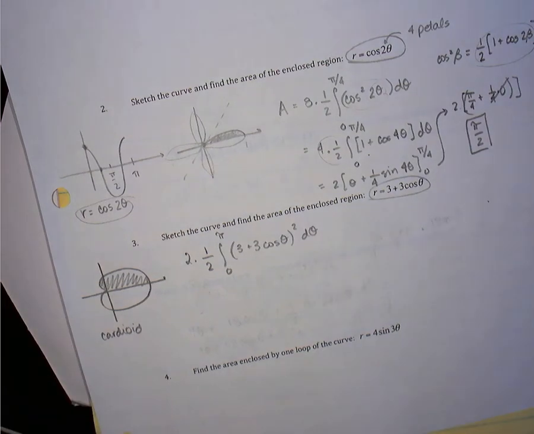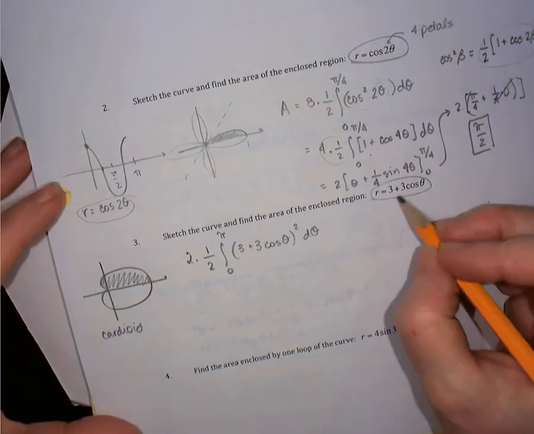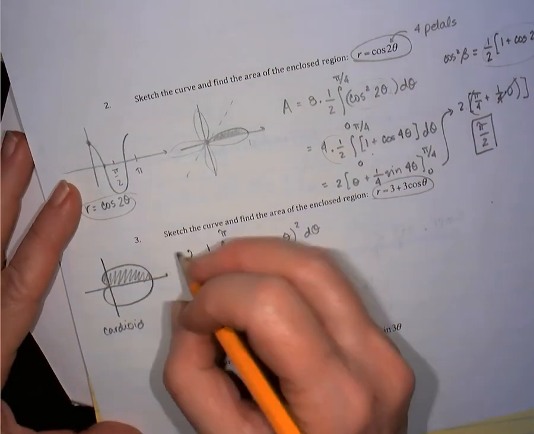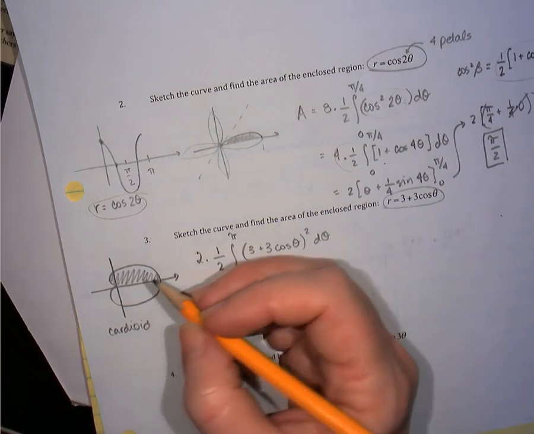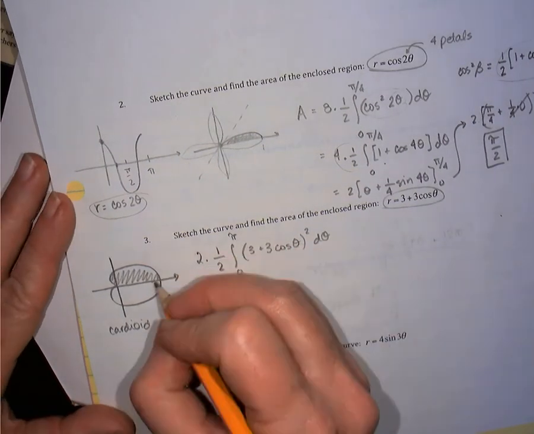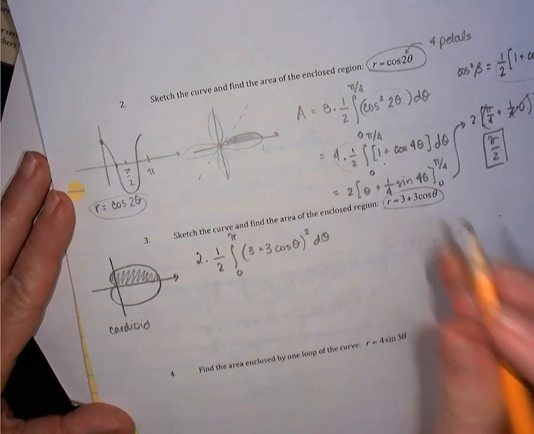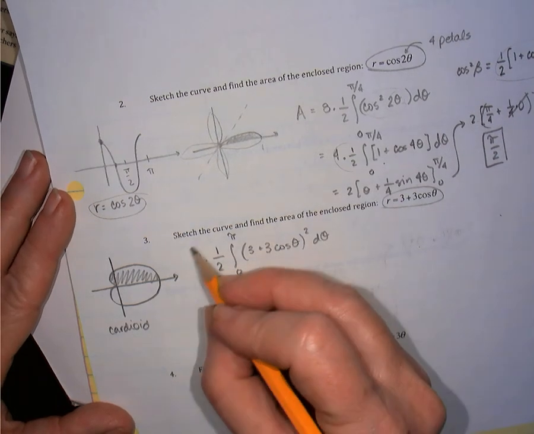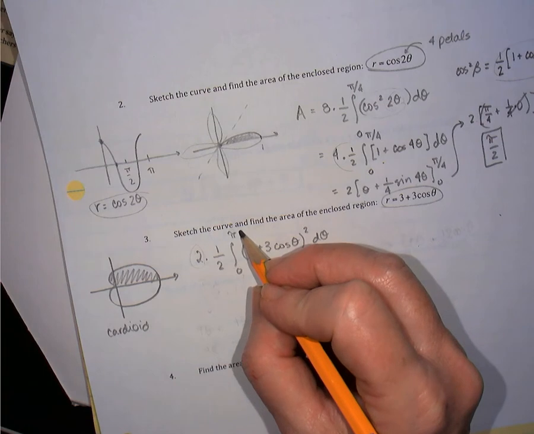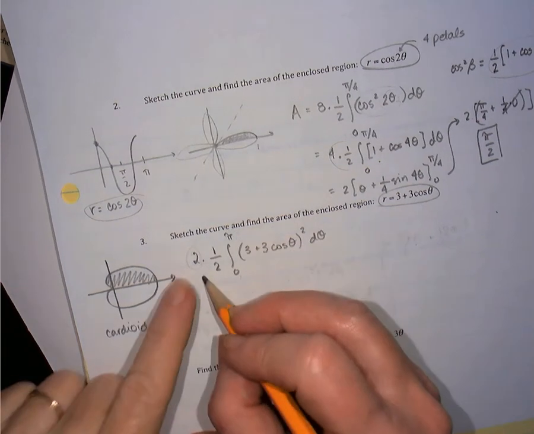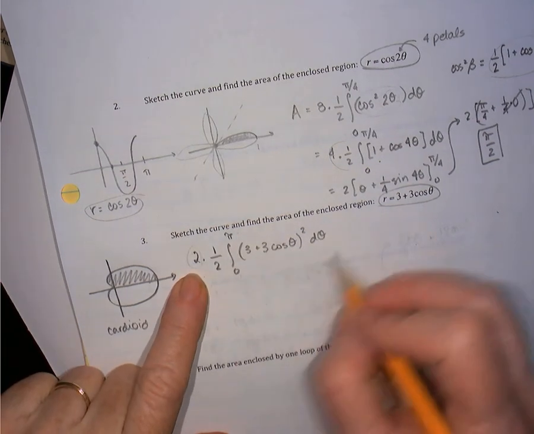For question number 3, you know that we have a cardioid, 3 plus 3 cosine theta. We know it's symmetric over the x-axis. We also know that we will have to sweep through 0 to 2 pi radians in order to come up with the entire cardioid. So what I'm going to do is use symmetry. I'm just going to go between 0 and pi, and I'm going to take 2 of those regions. So I have 2 times 1/2 this whole thing.